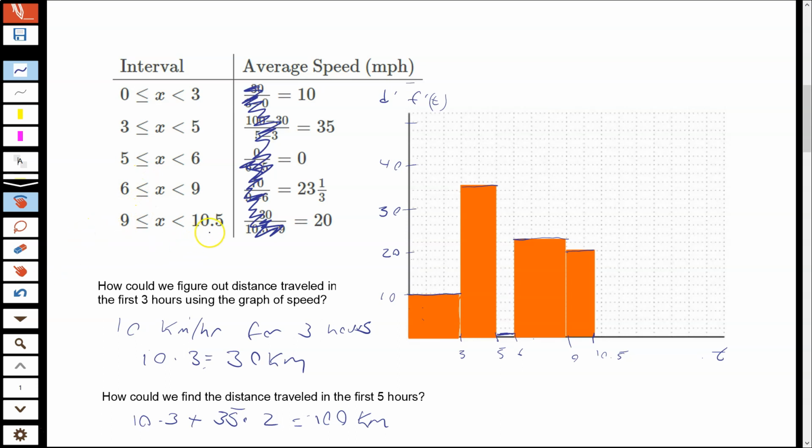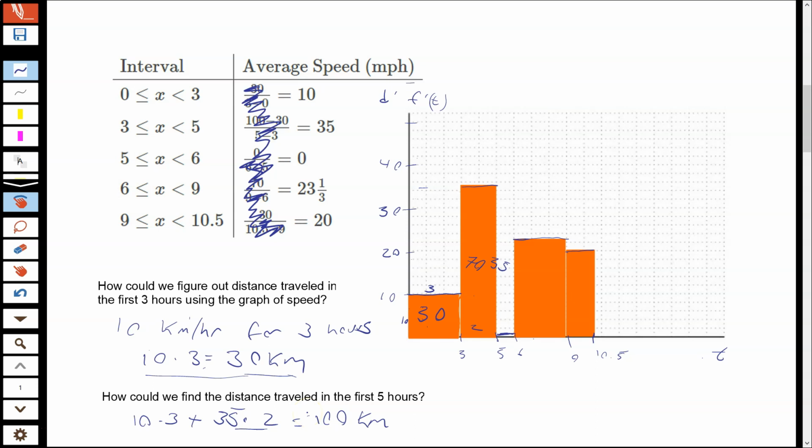And my first rectangle, let's take a look at it. My first rectangle has height 10 and width 3. So if I wanted to find the area of that rectangle, 3 times 10 is 30. Same math we did here, right? My second rectangle, well, it has width 2 and height 35 based on my graph, so this would be 35 up here. 2 times 35 gives it an area of 70. So that number down here. 30 plus 70 is 100. So that's the distance we traveled in the first 100 kilometers.